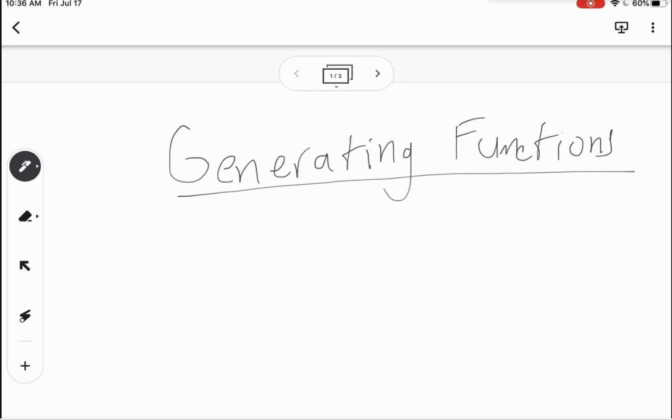Okay, so today we're going to be talking about generating functions. Everyone can hear me, right? So first of all, let's go over what a generating function is.